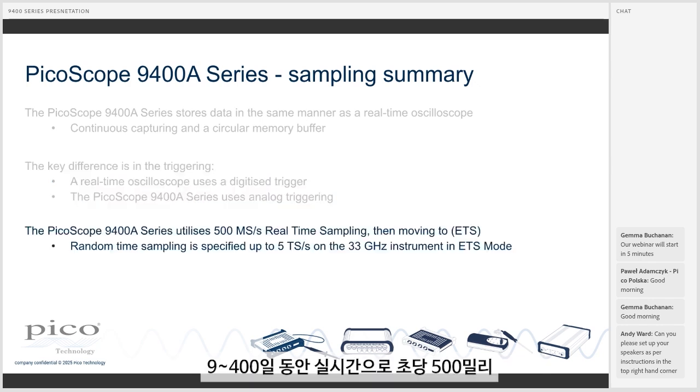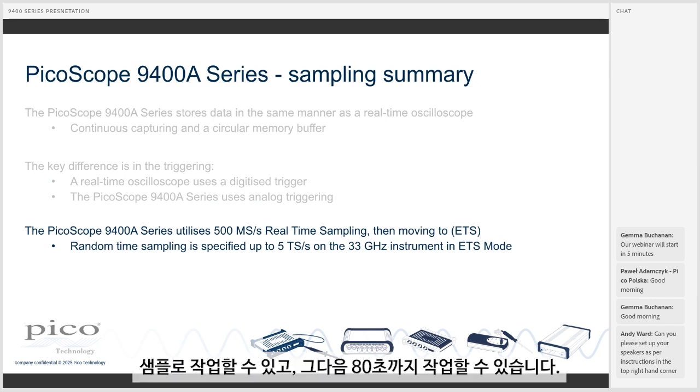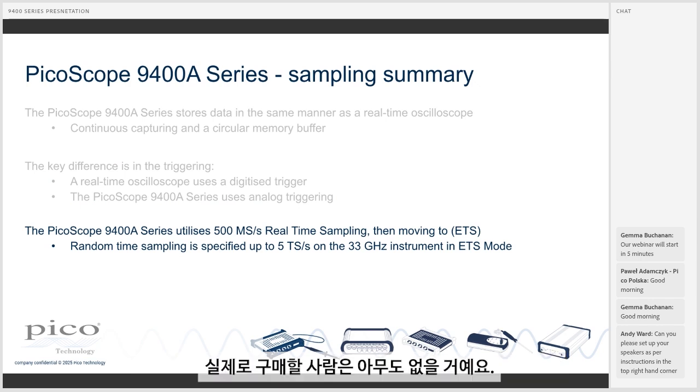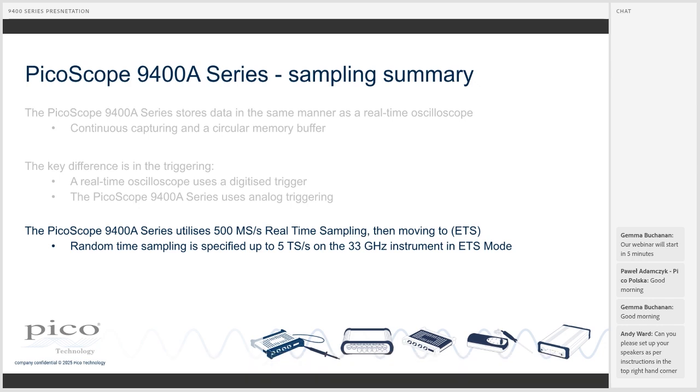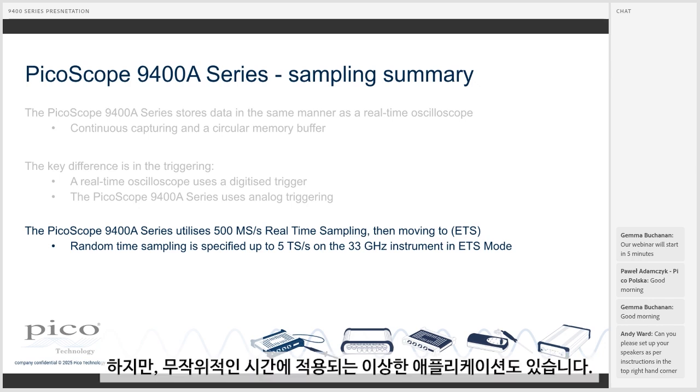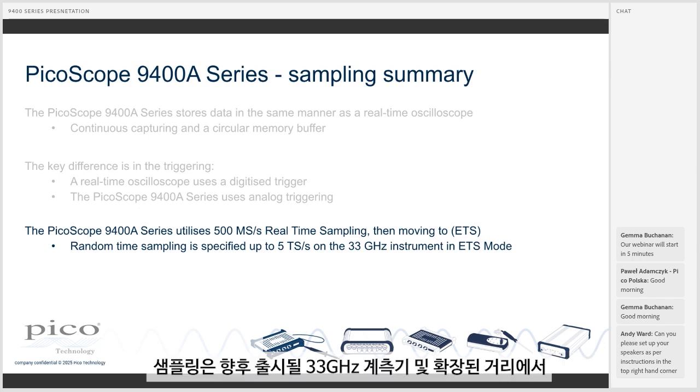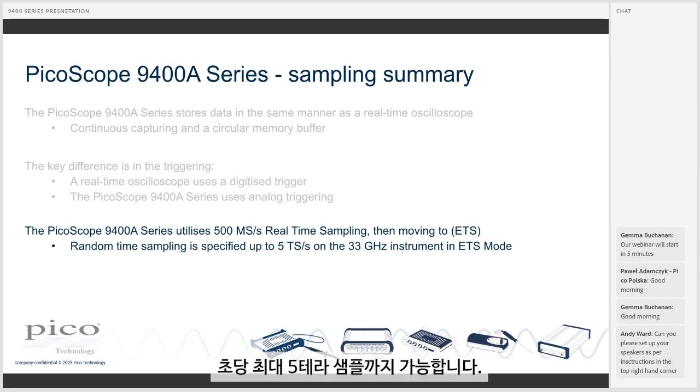With the PicoScope 9400A, we can work at 500 megasamples per second real time and then move to ETS. No one's really going to buy this as a 500 megasamples per second real-time instrument. However, there is the odd application where that can fit. Random time sampling is available up to 5 terasamples per second on the upcoming 33 gigahertz instrument in the extended time mode.